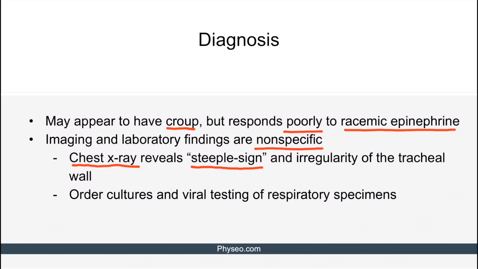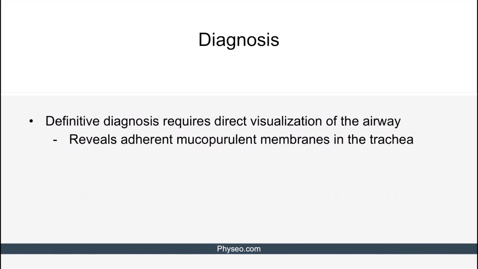Labs that should be ordered include both cultures and viral pathogen panels of respiratory specimens. The definitive diagnosis requires direct visualization of the airway via laryngoscopy or bronchoscopy. These will usually reveal adherent mucopurulent membranes of the trachea.